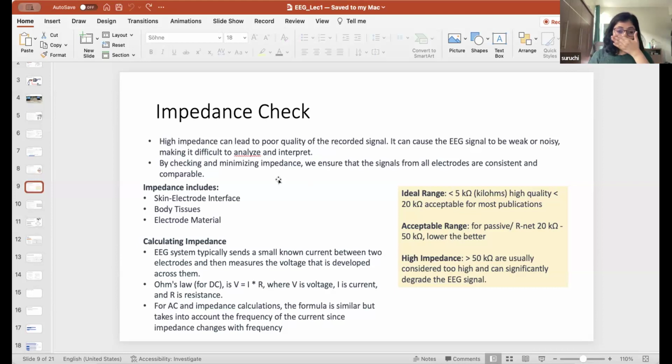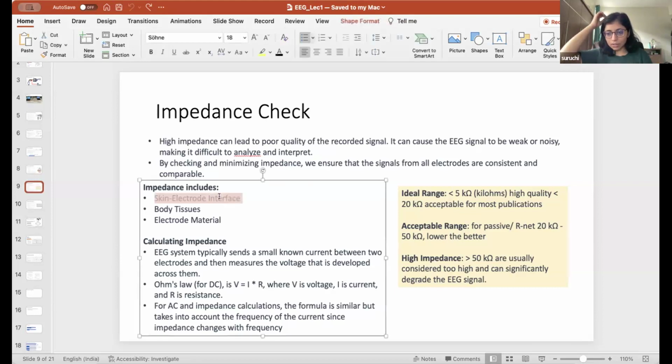If you have high impedance, it basically means the quality of the signal is poor. What is causing this impedance? It is caused by several things: your skin, the body tissues, and the electrode itself all have some impedance. It's a combination of all of these. Under the hood, your EEG device is giving some current and measuring the voltage across that particular electrode, dividing that and telling you this is the impedance. So it is actually transferring some current; that is how it's measuring.